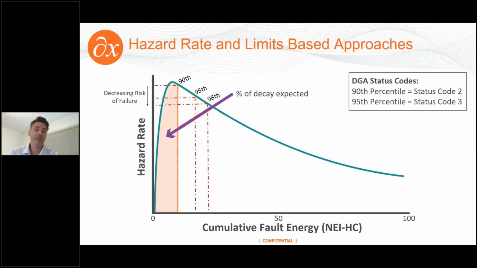It's worth noting that conventional DGA has been effective in the fact that a gassing transformer is by definition faulty, and therefore may not have the expected resilience and durability. So do we need to have 90th percentiles of NEI? No, because we're able to identify gassing transformers and quantify the relative amount of energy involved. So we're not doing art anymore, it's science.